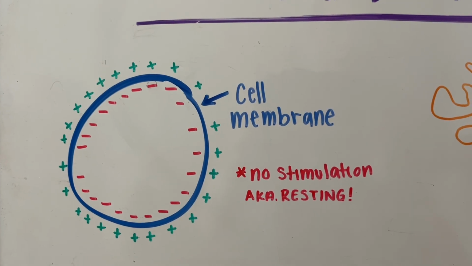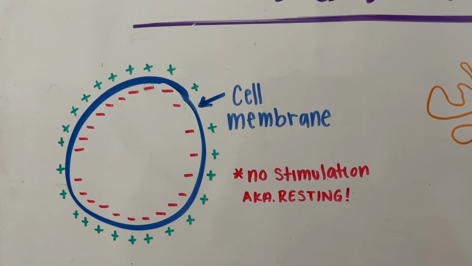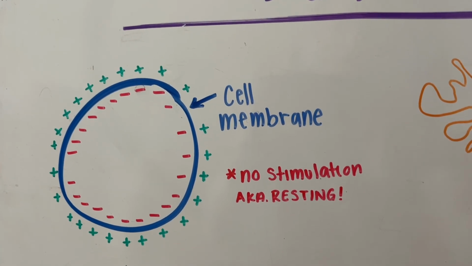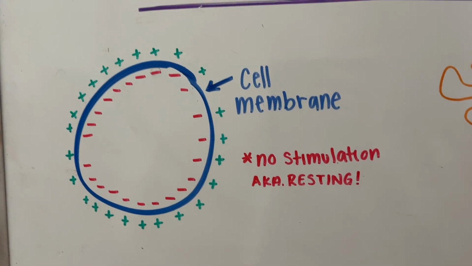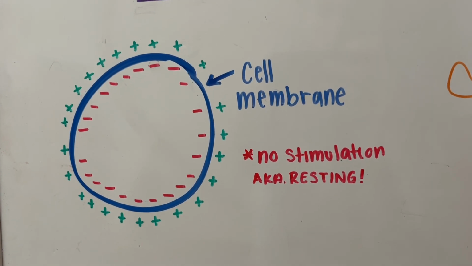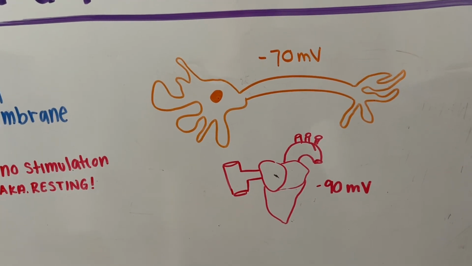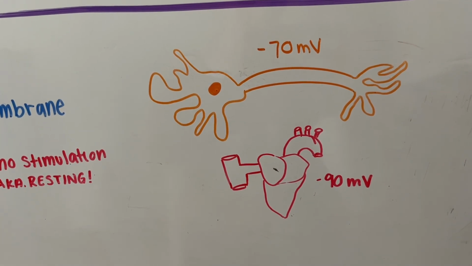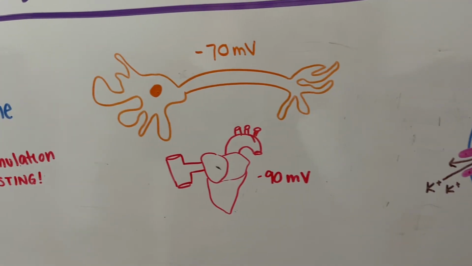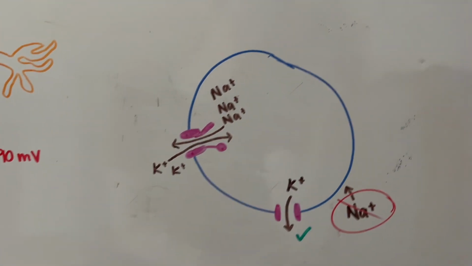So when a cell is completely at rest, these are the charges that you will find within the cells. It's different for many cells throughout the body. For example, in neurons, this potential is usually around -70, and in heart cells, it's usually around -90. There are a few things that work to establish RMP.